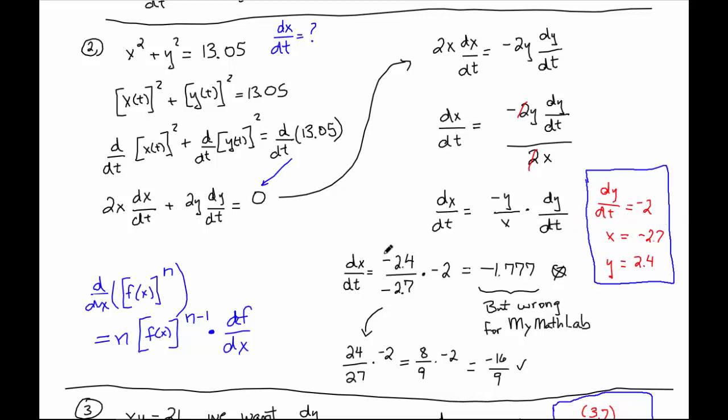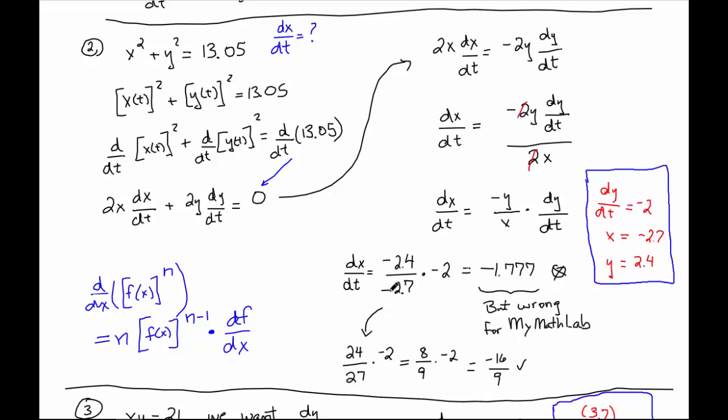Now, if we fill all that in, it looks like we can just calculate it, and you would end up with negative 1.777. The problem is MyMathLab is going to count that wrong. It wants it as a fraction. So how in the world do you make this thing into a fraction? Well, the trick is the following.